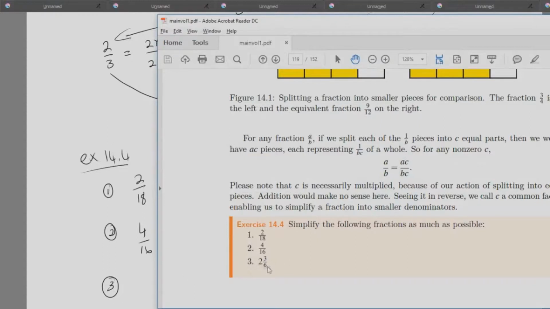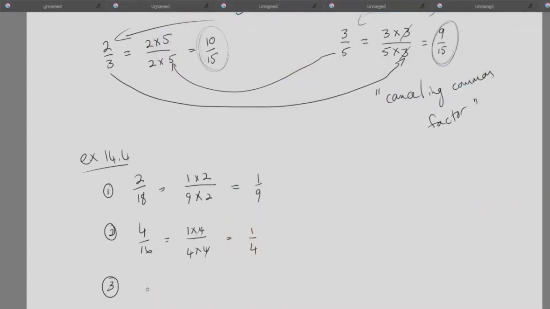2 and 3/6. When I simplify, I don't have to simplify the whole number portion, only the fraction. Whoopsie, I didn't do anything. 1 times 3, 2 times 3. So that'll be 2 and 1/2.